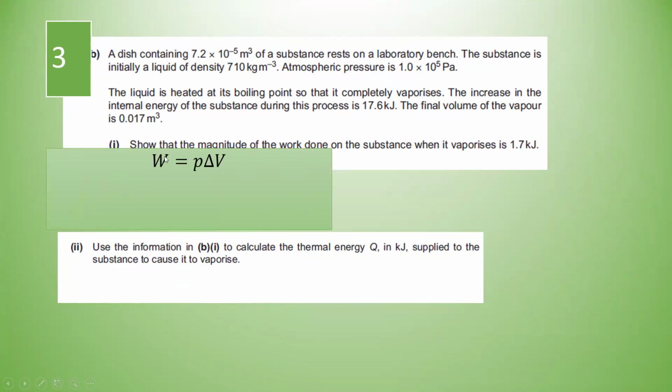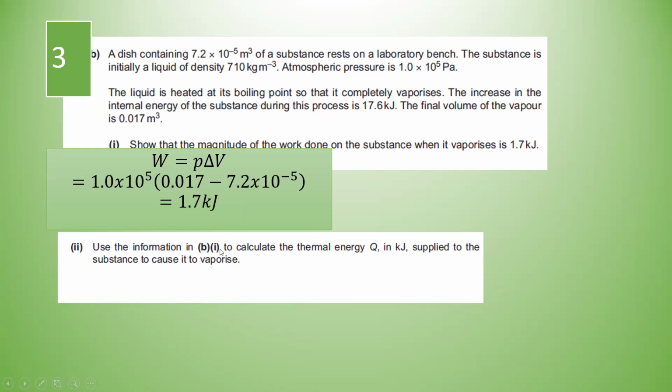Compute the work done. P delta V, that's your P, and the volume there, from the initial volume there, subtract that, and get your answer 1.7 kilojoule.